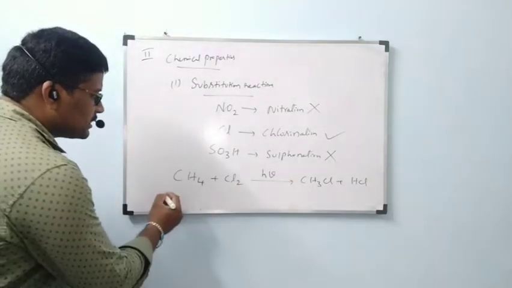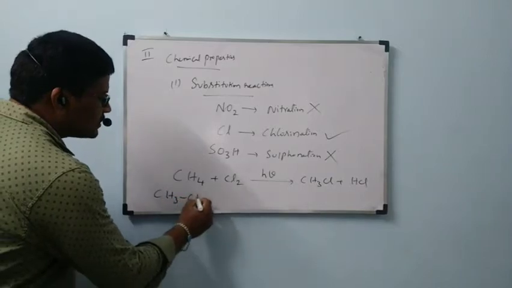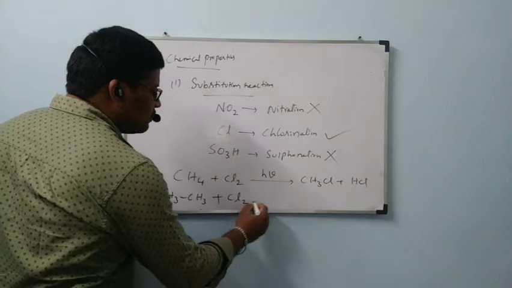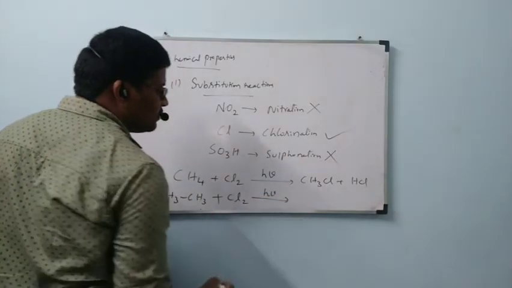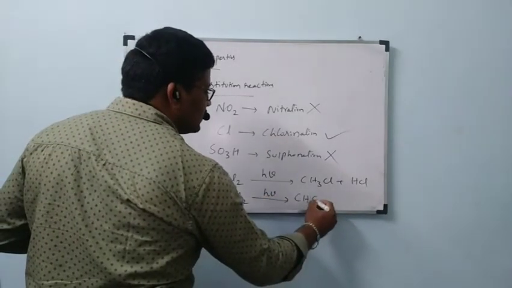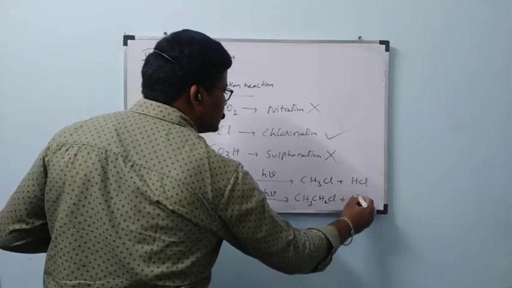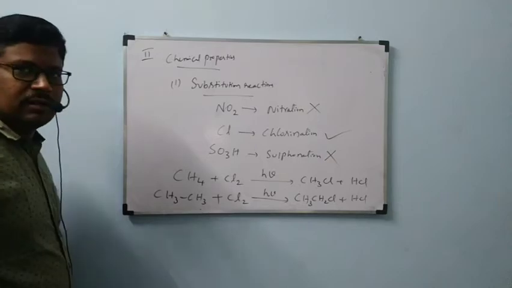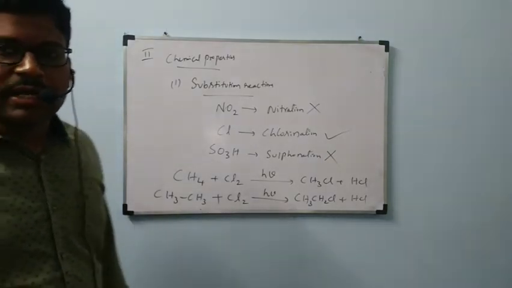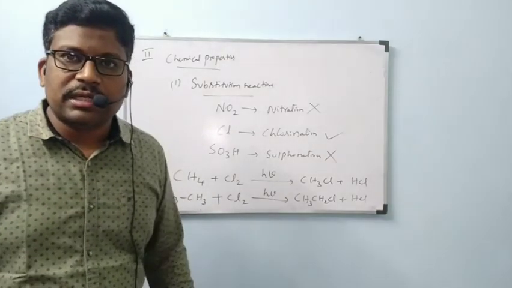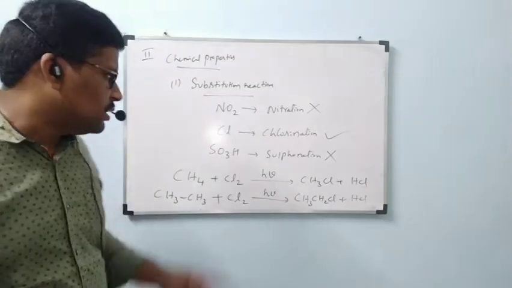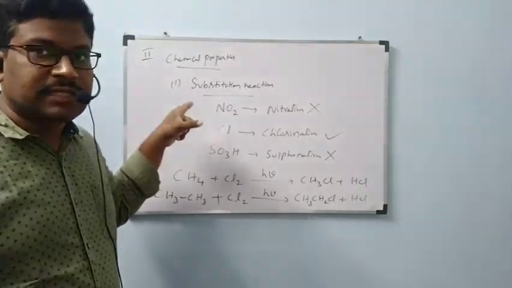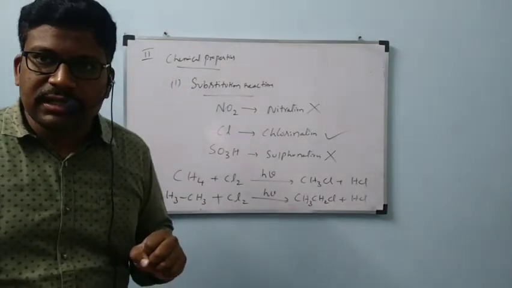Like that, we can take another example. CH3-CH3, which is called ethane, will undergo reaction with chlorine in the presence of h nu to give CH3CH2Cl plus HCl. Instead of one hydrogen here, chlorine will be substituting. So any one hydrogen will be substituted by chlorine. That is called chlorination. These are general examples. This is a brief explanation about substitution reactions in the chemical properties of alkanes.